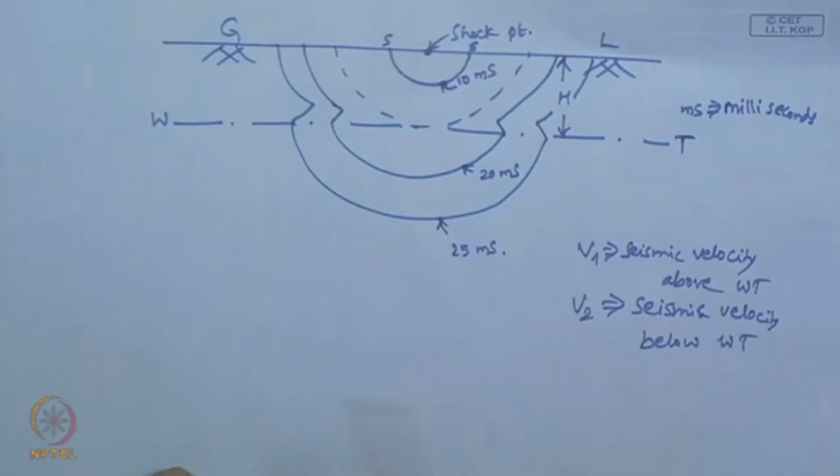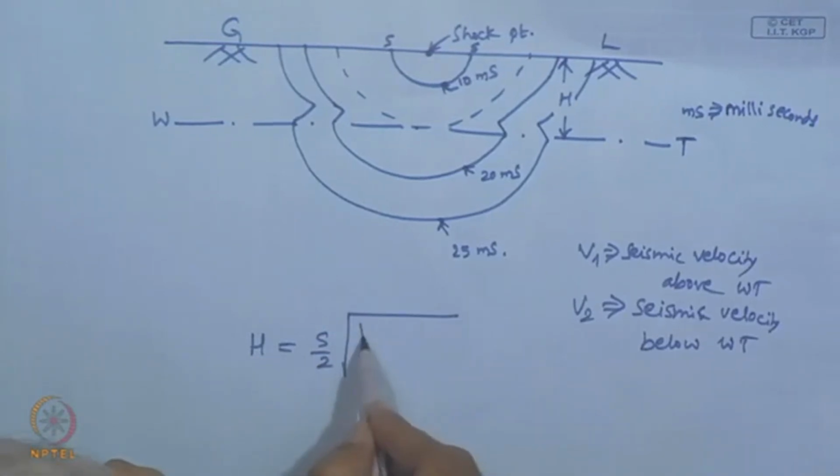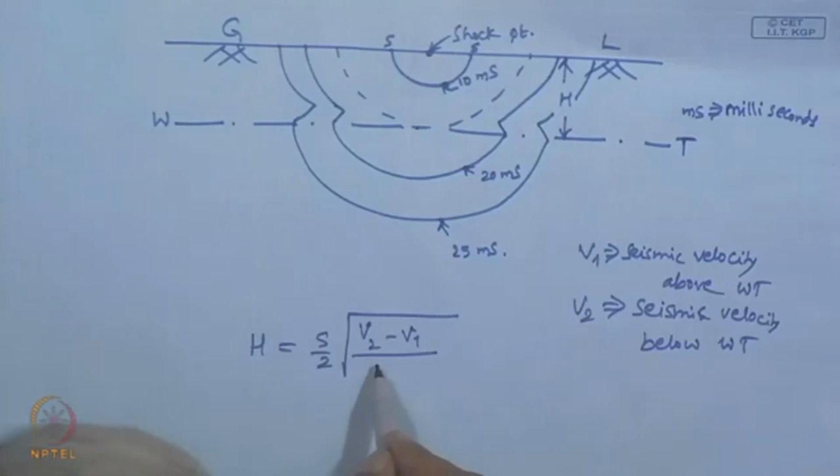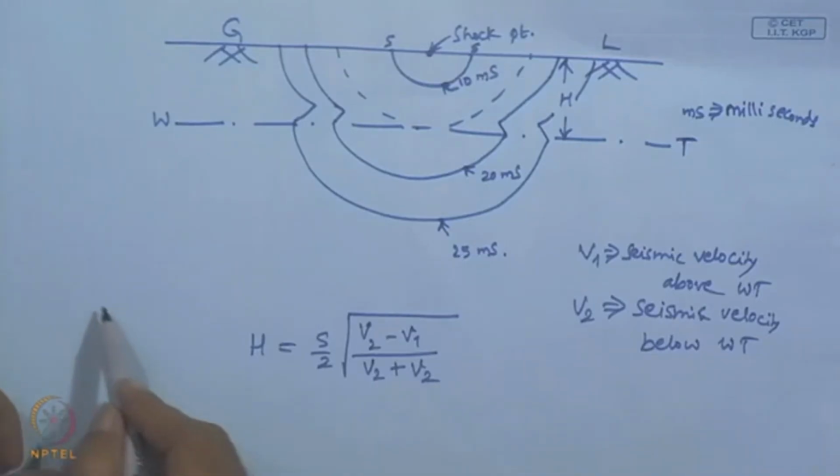So in that case, the depth to the water table h is related by the equation h = s/2 times the square root of (V2 minus V1) divided by (V2 plus V1), and obviously this V2, the seismic velocity below the water table, will be higher than the seismic velocity above the water table.